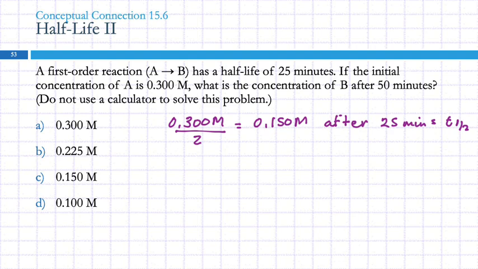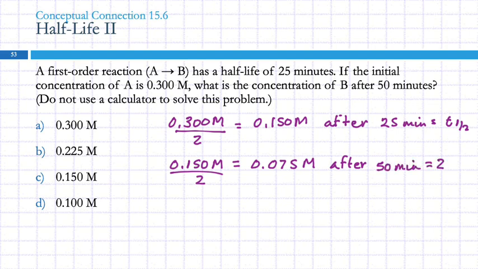What's going to happen in the next 25 minutes? It's going to get cut in half again. 0.150 divided by 2, and that is going to be 0.075, and that's after 50 minutes, which is 2 half-lives. That's one of them. That's none of them.